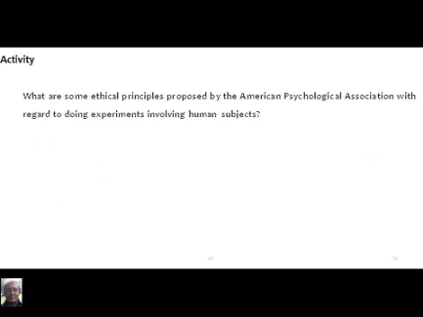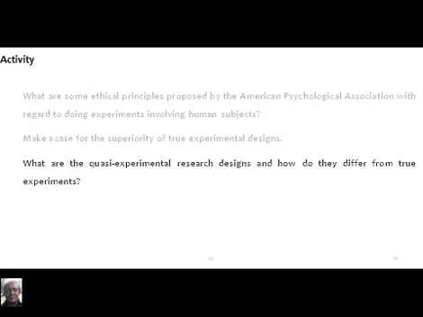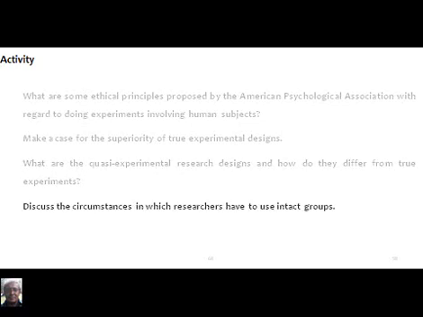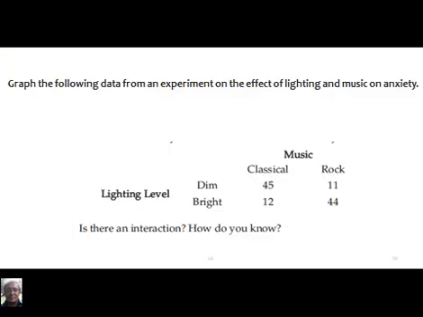Activity. What are some ethical principles proposed by the American Psychological Association with regard to doing experiments involving human subjects? Make a case for the superiority of true experimental designs. What are the quasi-experimental research designs and how do they differ from true experiments? Discuss the circumstances in which researchers have to use intact groups. What can a researcher do to increase the equivalence of subjects in the control and experimental groups in a quasi-experiment design? Graph the following data from an experiment on the effect of lighting and music on anxiety. The scores are means of an anxiety test.